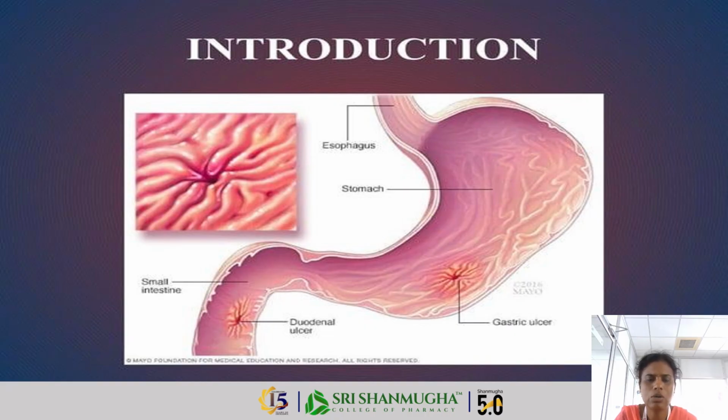After the stomach, food goes to the small intestine. This area is the small intestine. If an ulcer occurs in the small intestine, it is called a duodenal ulcer.